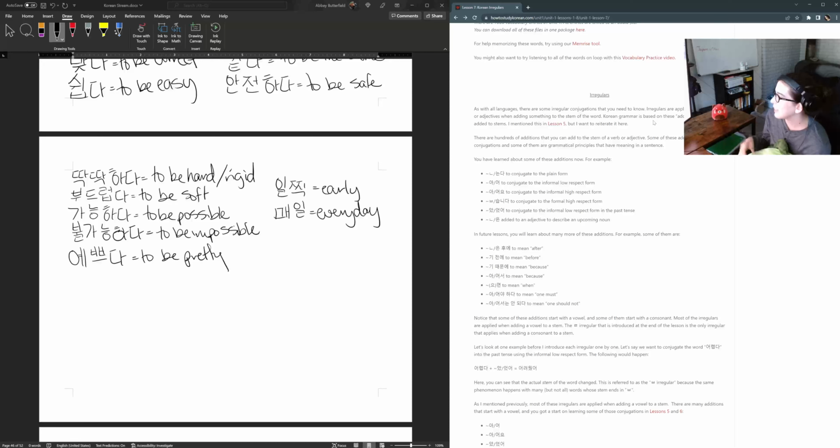Where was I? Yep, so Korean grammar is based on these additions that are added to the stems. There are hundreds of additions that you can add to the stem of a verb or adjective. Some of these additions are conjunctions, and some of them are grammatical principles that have meaning in a sentence. So some of the ones that we've learned are 는 and ㄴ to conjugate plain form, 아 and 어 to conjugate informal low respect.